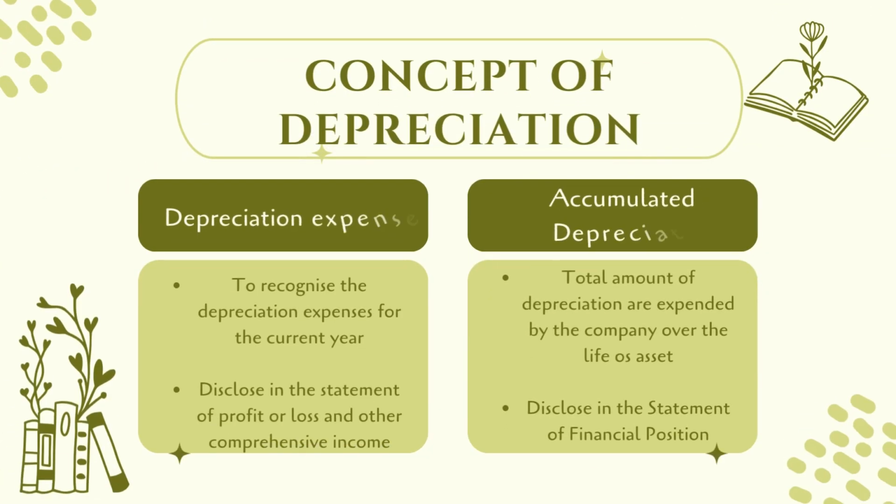Okay, next is the concept of depreciation. The first one is depreciation expenses. Depreciation expenses is to recognize the depreciation expenses for the current year. These depreciation expenses we disclose in the statement of profit or loss and other comprehensive income. As for accumulated depreciation, it is the total amount of depreciation expensed by the company over the life of the asset. This accumulated depreciation will be disclosed in the statement of financial position.